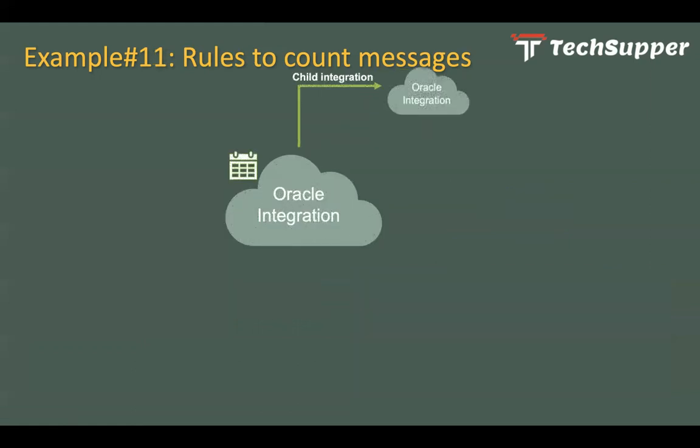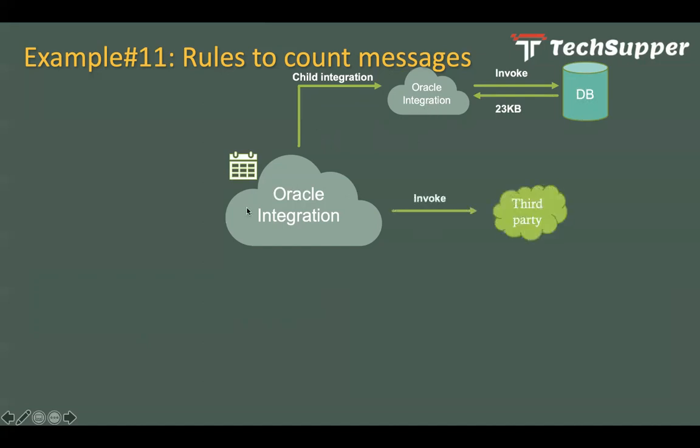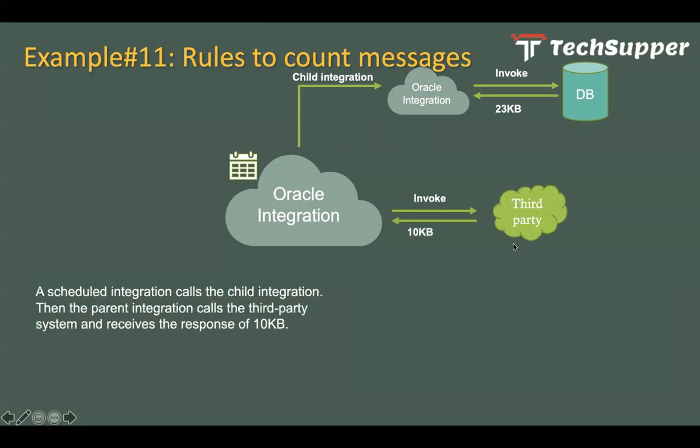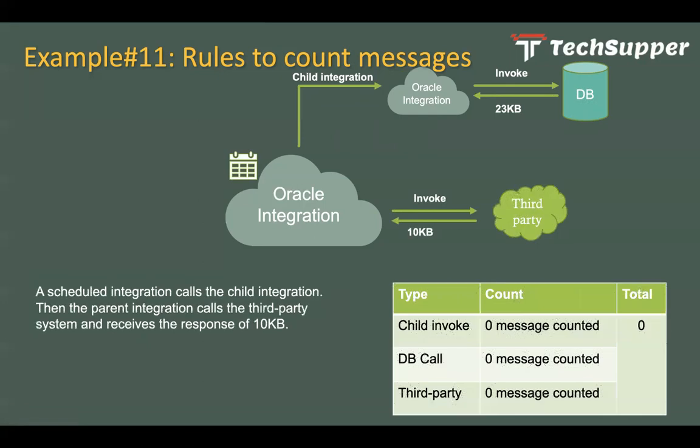Another rule. You might be knowing that from the integration, you can call a child integration using the integration action, not using the REST based API. So here, if you're using that integration action and you're calling the child integration, and that child integration in turn calls the database, and it sends the response back of 23 KB to the child integration only. And then the parent integration calls another third party system and receives a response of 10 KB. So how many messages will be counted?